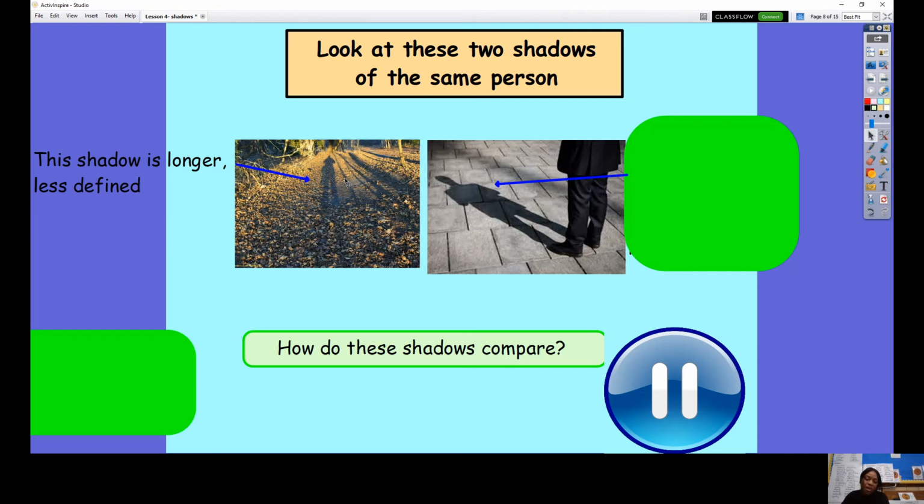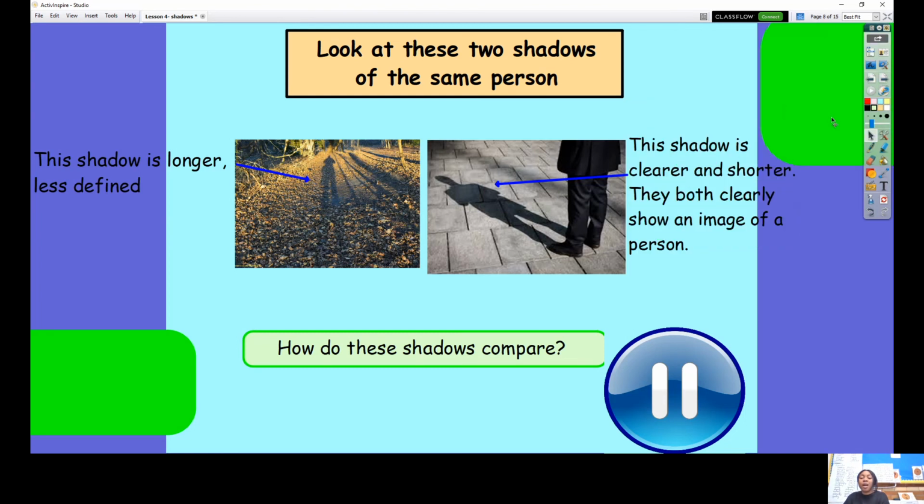So it must be to do with the light source. This shadow is also less defined. This shadow I can see very clearly, it's solid, it's darker. This shadow seems slightly less defined, slightly lighter and longer. In comparison, this shadow is very clear. It's much clearer than the first shadow, and it's actually shorter. This looks closer to what I imagined the size of this man would be. But both shadows show an image of a person.